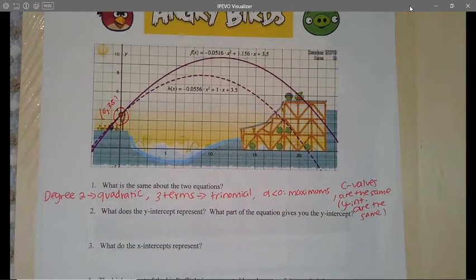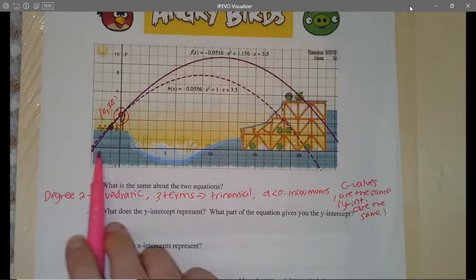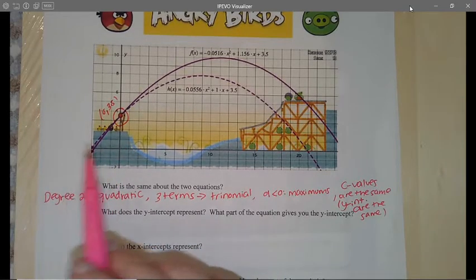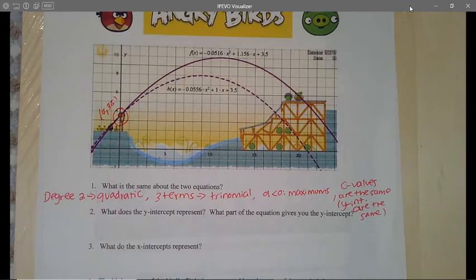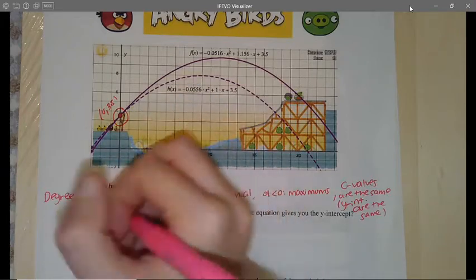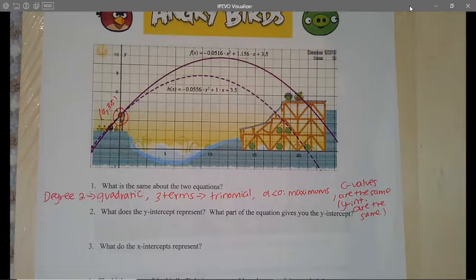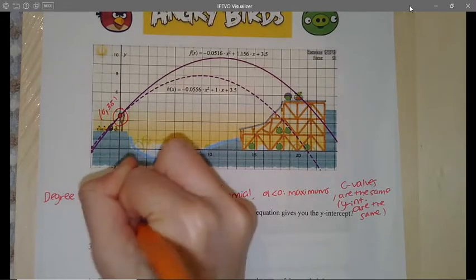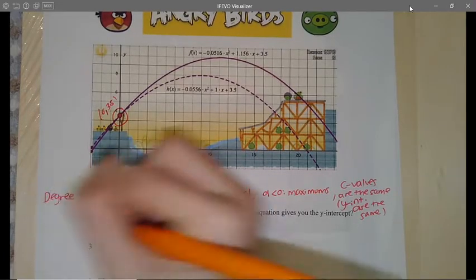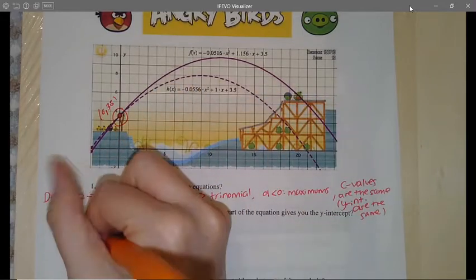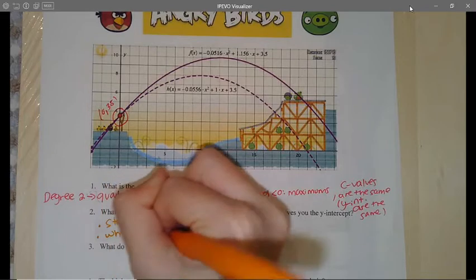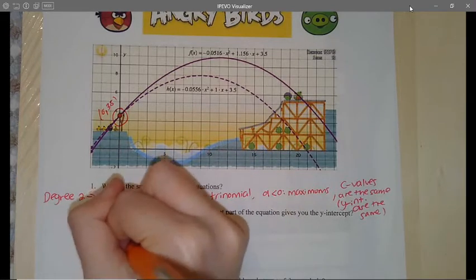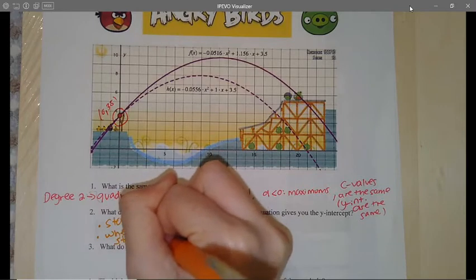Guys, typically with quadratic application problems, our y-intercept is going to represent the start point of the problem, where the problem starts. Because we can't really start at a negative distance. I mean, you can kind of start at a negative distance, but it doesn't really make a lot of sense when we're talking about the flight path of a bird. So just keep that in mind. Usually the y-intercept will represent the start point. So in this case, it'll be where the bird starts before it is launched.